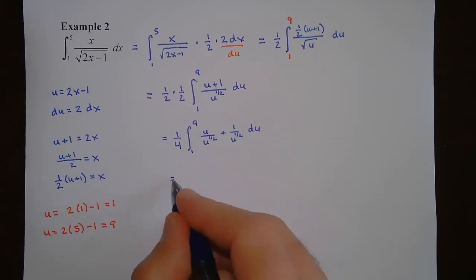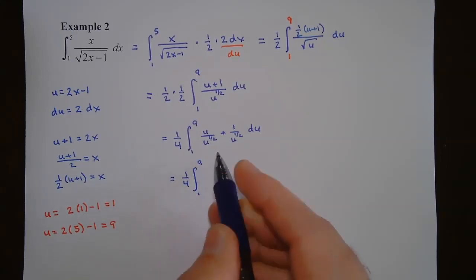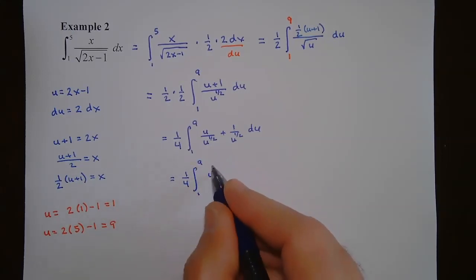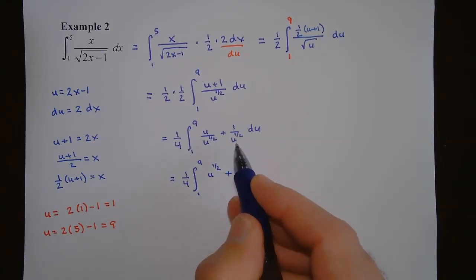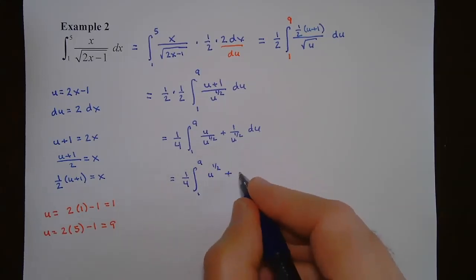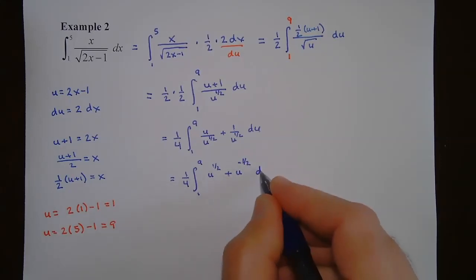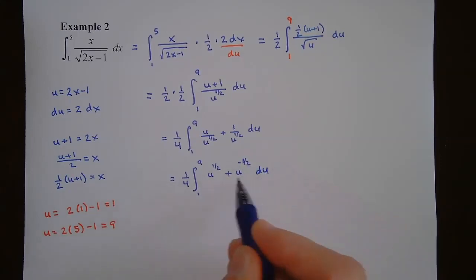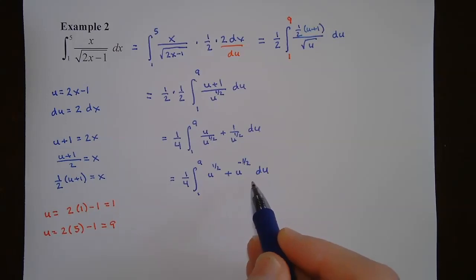So that's 1/4 the integral from 1 to 9 of u to the 1/2 plus 1 over u to the 1/2. Well, we can rewrite that with a negative exponent. So this is going to be plus u to the negative 1/2 du. And we could put parentheses around this. It wouldn't be wrong to. But anything between the integral and the du is what we're integrating.